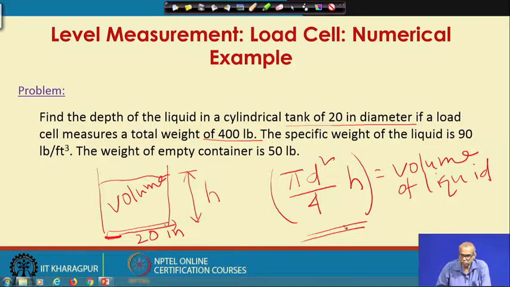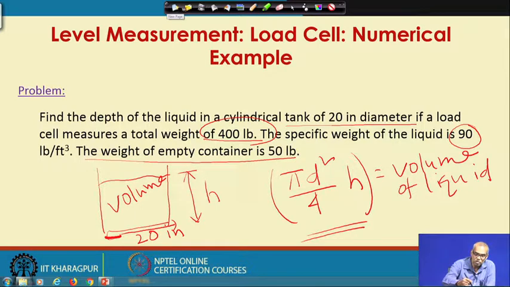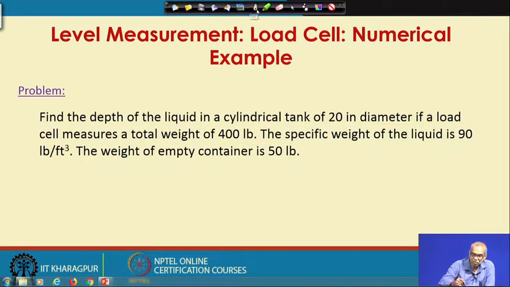Now, I also can get weight of the liquid if I subtract the weight of the empty container from the load cell measurement, because load cell measurement is weight of liquid plus weight of empty tank. So, I subtract 50 pound from 400 pound to get the weight of the liquid in the tank. So, that I equate with pi d square by 4 into H into specific weight of the liquid. Then I solve for H. So, this is a straightforward simple problem.